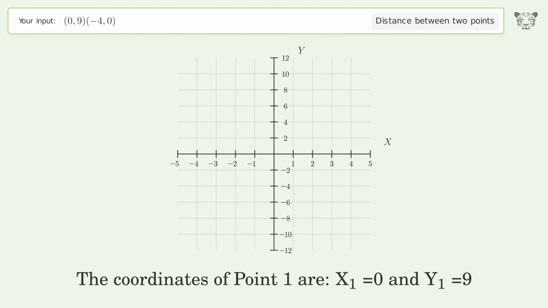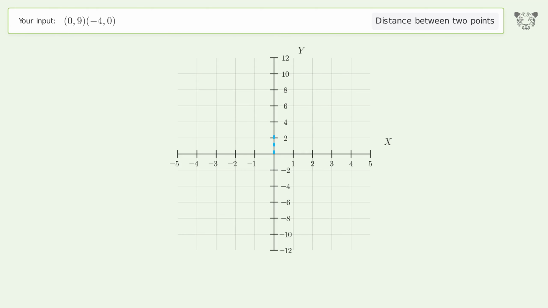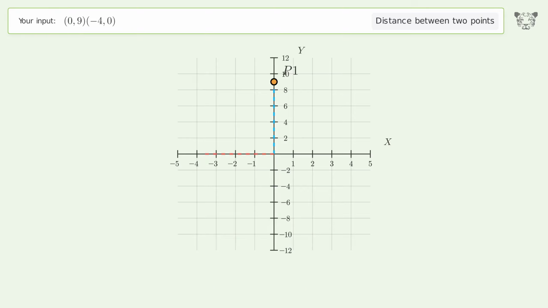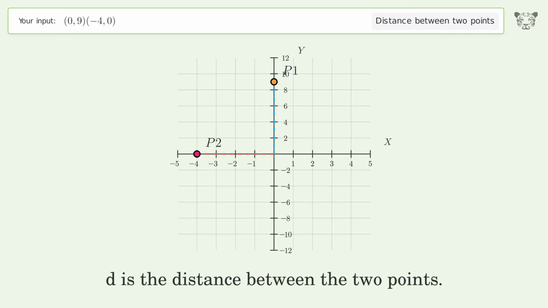The coordinates of point 1 are x1 equals 0 and y1 equals 9. The coordinates of point 2 are x2 equals -4 and y2 equals 0. D is the distance between the 2 points.